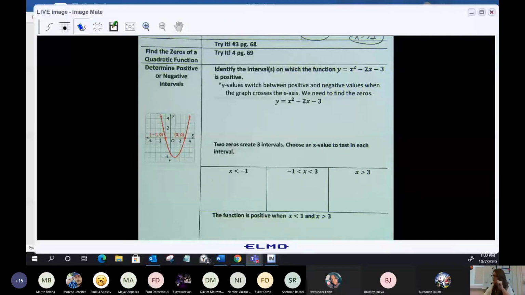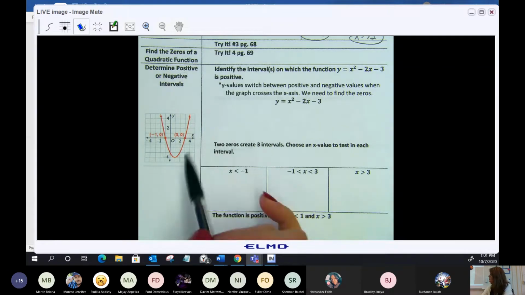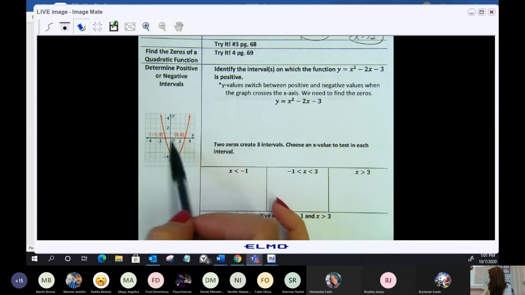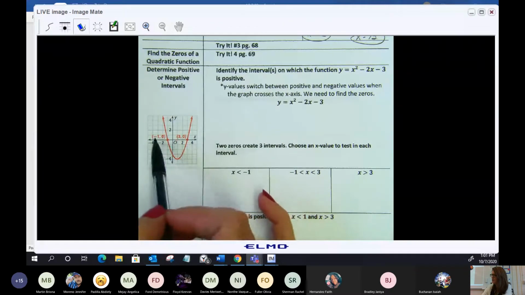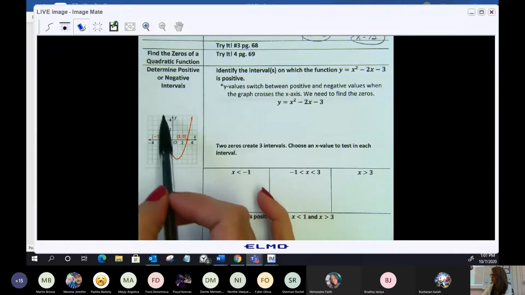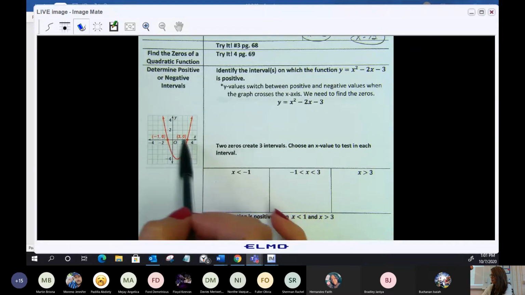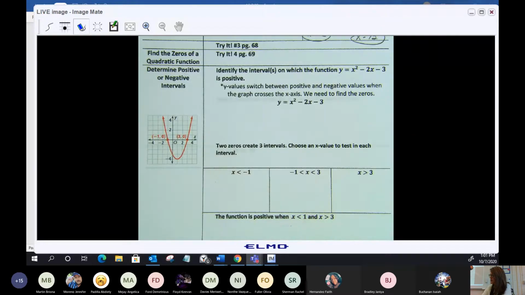Okay, let's take a look at how to determine positive or negative intervals. This again is something we did in topic 1, and we did it graphically. We're going to take a look at it algebraically. Now, we know a function is positive in the places where my y values are greater than 0, which of course is above the x-axis, and it's negative below the x-axis.